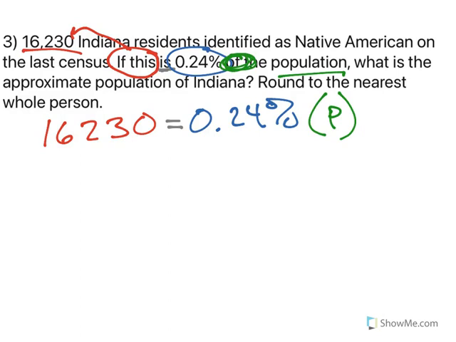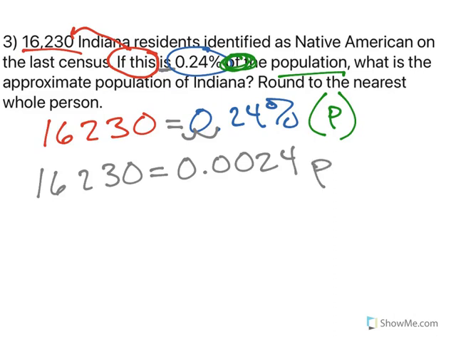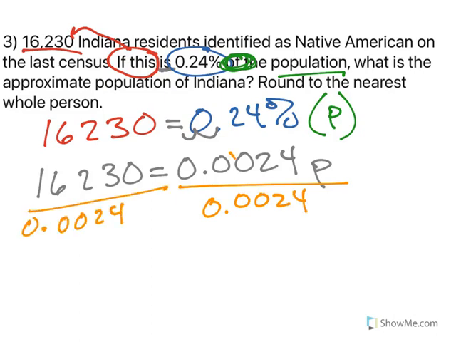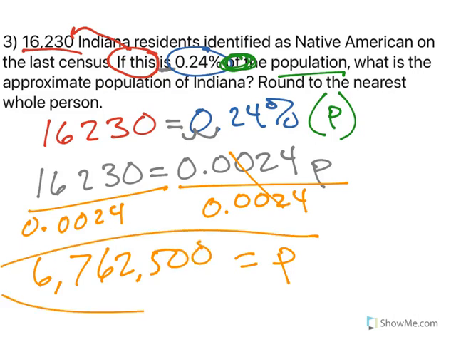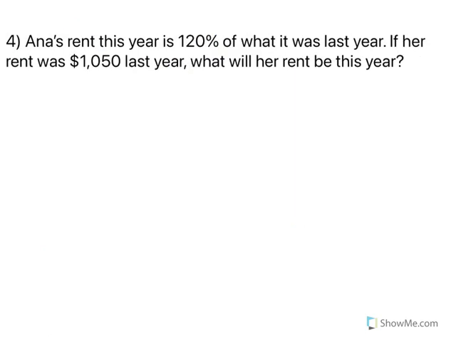Let's call it P. I change this sentence because I have to change that percent to a decimal. Remember, percent to a decimal moves it left 2 places, so 0.0024 times P. To isolate P, I divide both sides by 0.0024, and when I do that, I find the population of Indiana to the nearest whole person to be 6,762,500. Roughly that 6.8 million we often talk about.